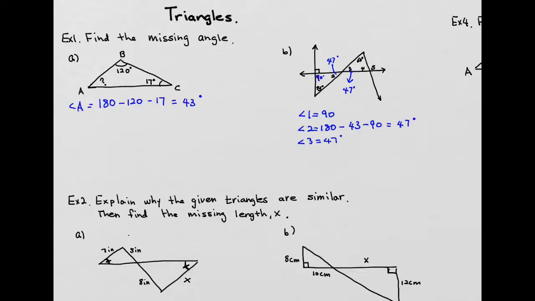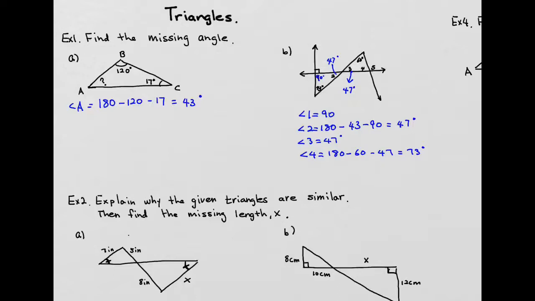And you have 47 and 60 from this triangle. So angle 4 should be 180 minus these two angles. So let me write that. Angle 4 will be 180 minus 60 degrees minus 47. So that's going to give you 73 degrees.